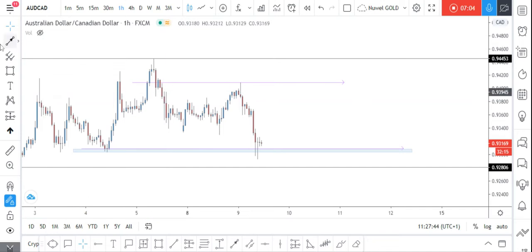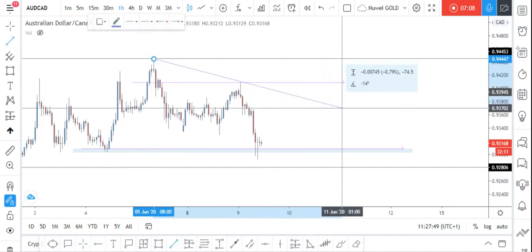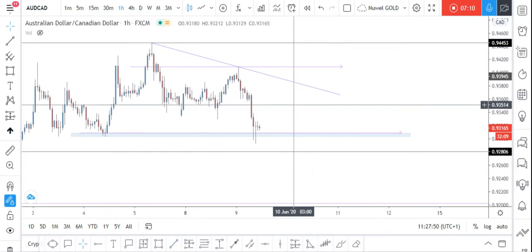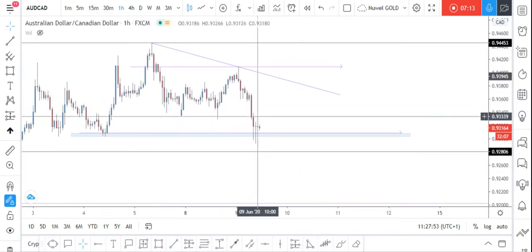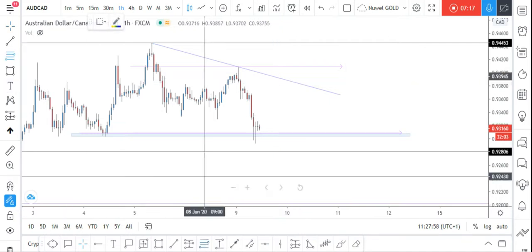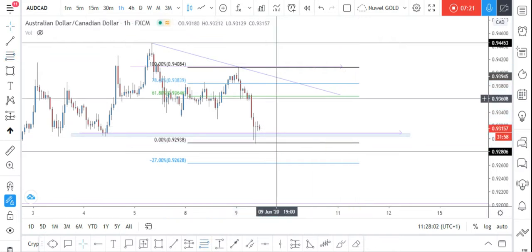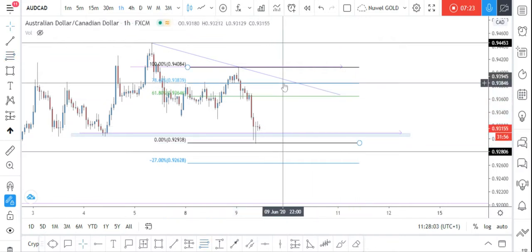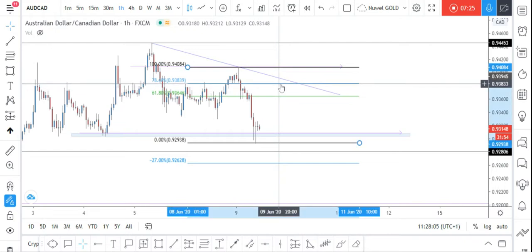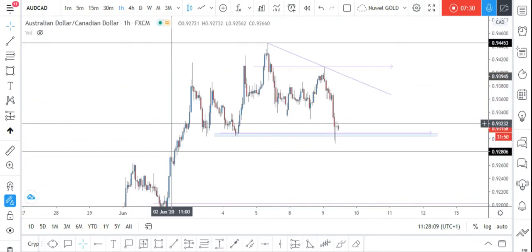If you want to add more confluence to your trade, you can just simply draw a trend line here and say, okay, expect price to come back, maybe test this trend line. If you want to add another confluence, get your Fibonacci maybe up here, test this level, 78.6, and then price comes tumbling back down again.